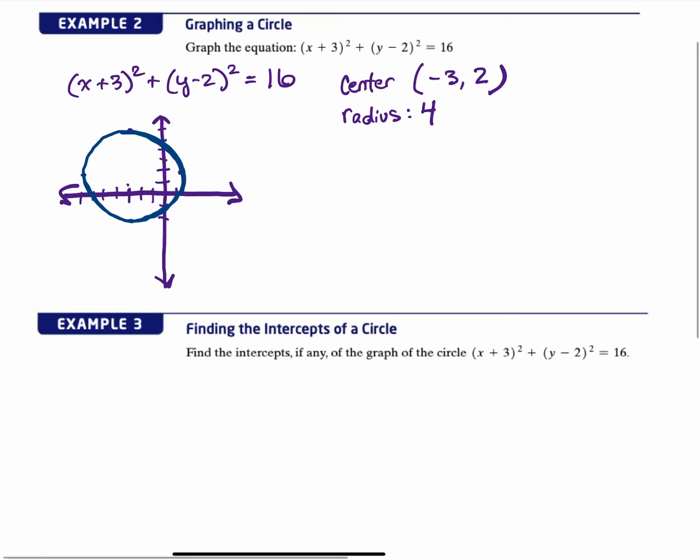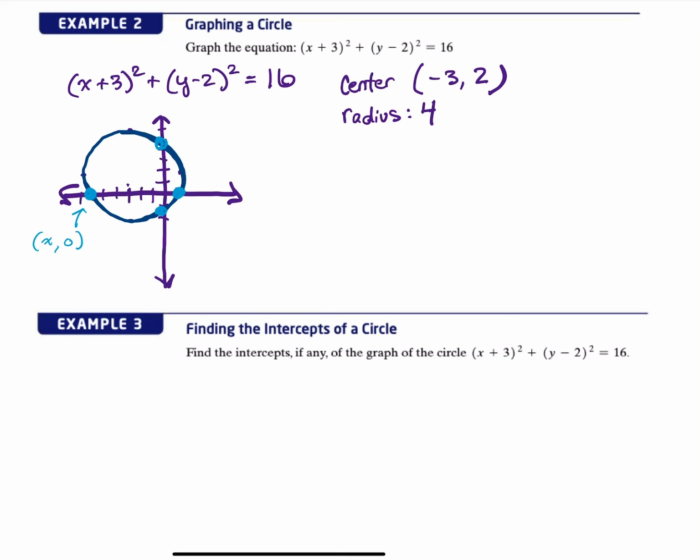So the next example asks us to think about some other points that would be on the circle. It's asking us to find the intercepts, if any, on the graph of the circle. Notice this is the same one that we just graphed. Visually, we should be expecting 2 x-intercepts and 2 y-intercepts. So how do we find those? Well, where do intercepts occur? The x-intercepts occur when the y value is 0. There's some x point we need to find, but the y value of that coordinate would be 0.